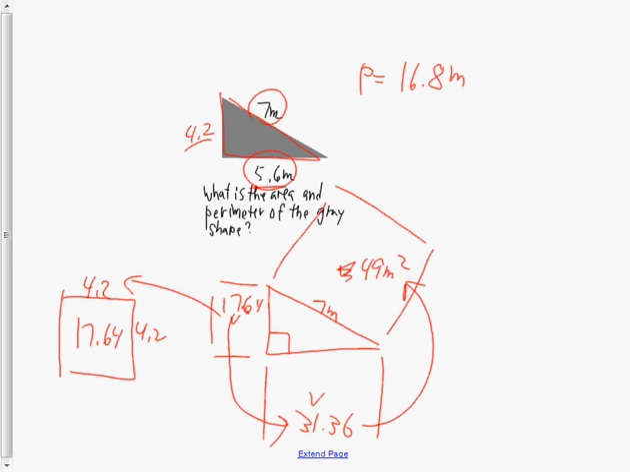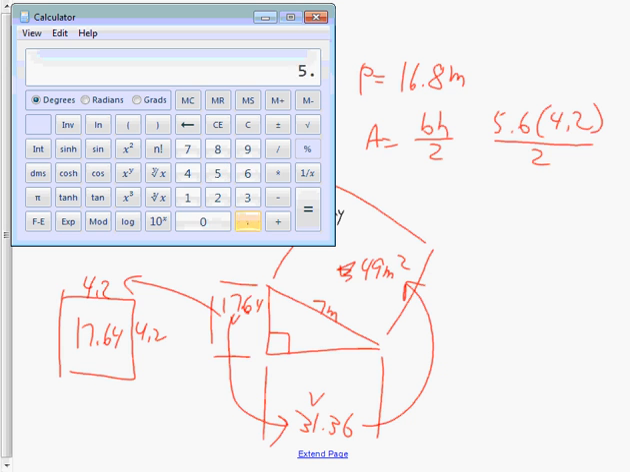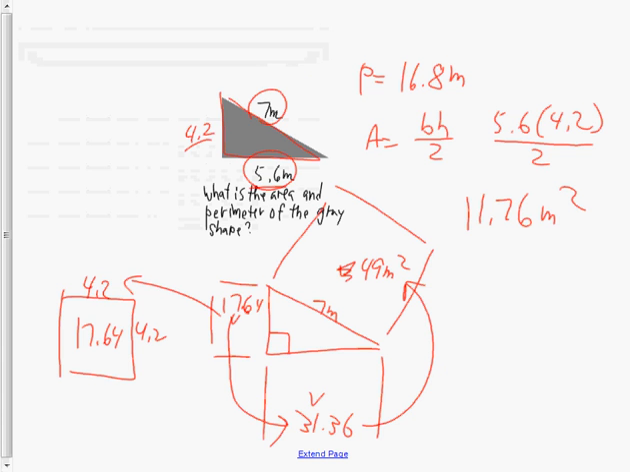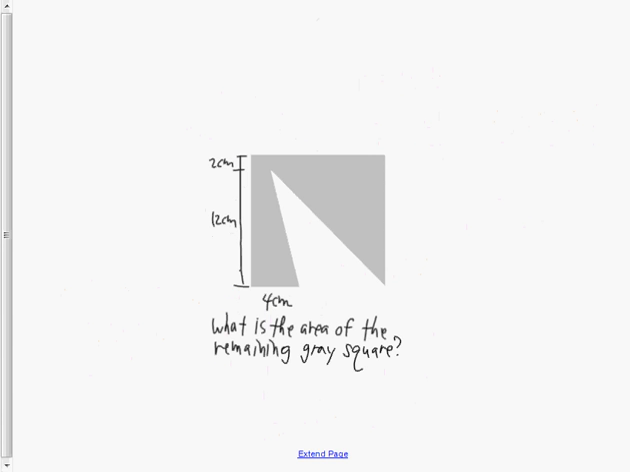And the area would be the base times the height divided by 2, or 5.6 multiplied by the height, which we now know is 4.2, divided by 2. Take my calculator and go 5.6, the base, times the height, which is 4.2, equals, and divide that number by 2. The area would therefore be 11.76 meters squared. That's a tough one.